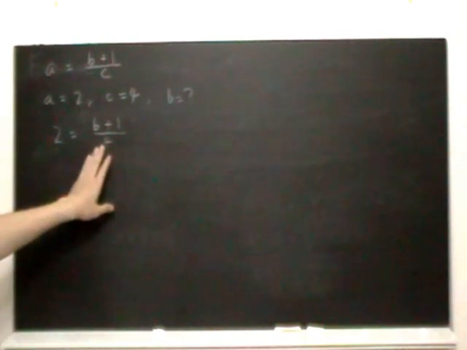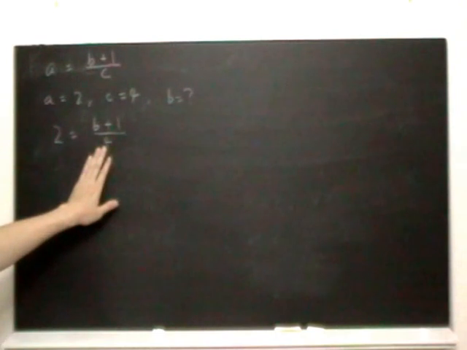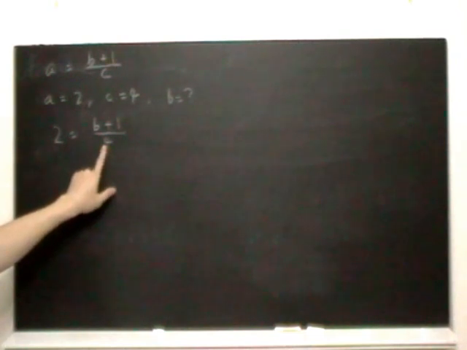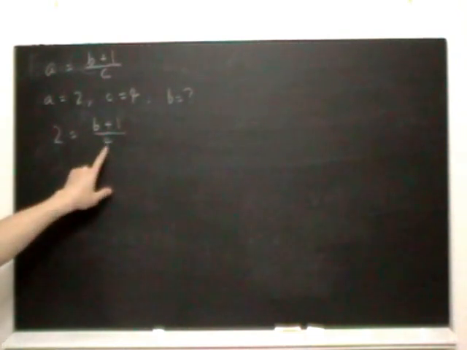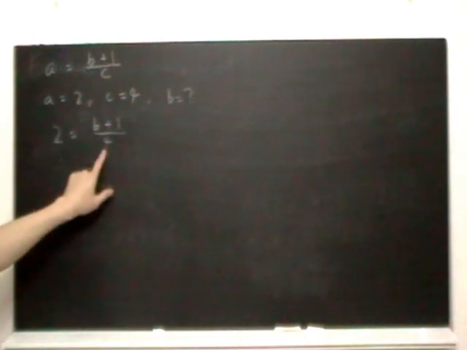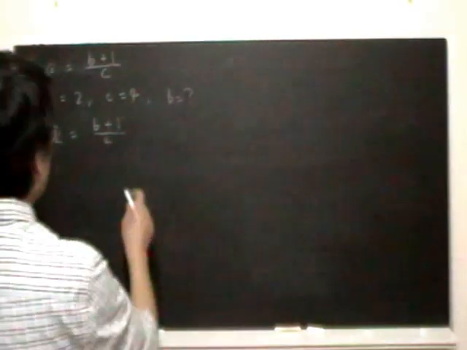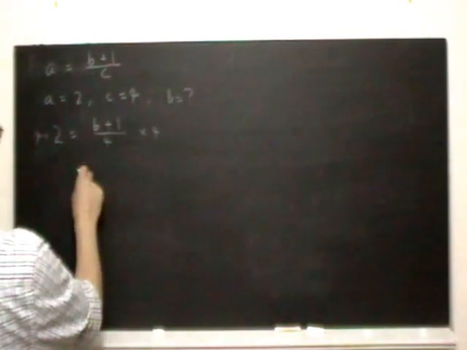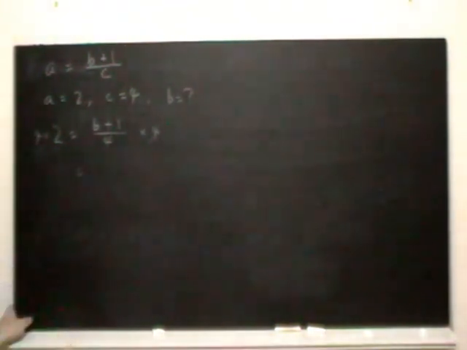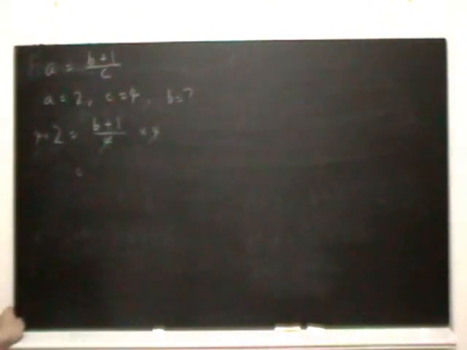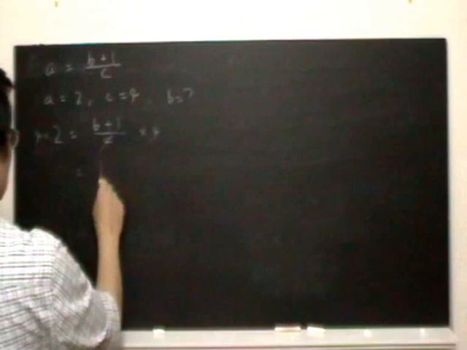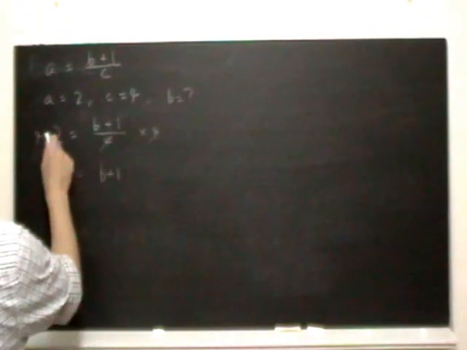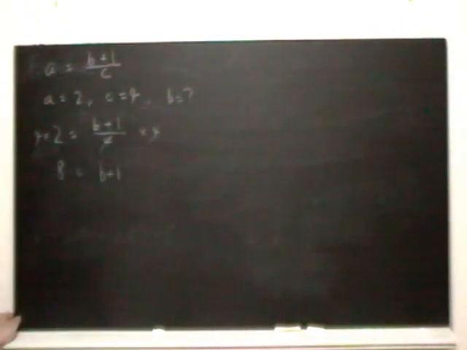We start by trying to get rid of numbers on the same side as B. So let's start with the 4 at the bottom. Now the 4 here is at the bottom of a fraction. We can get rid of that if we multiply both sides by 4. Then the 4 and the 4 cancel. We are left with B plus 1. On the left side, we have 4 times 2, which is 8.